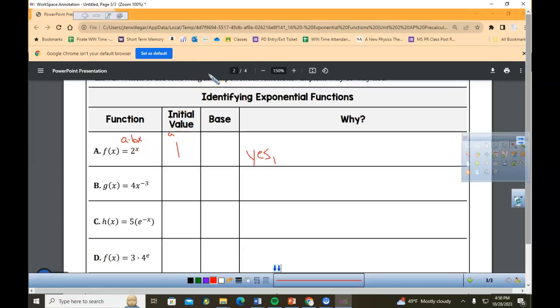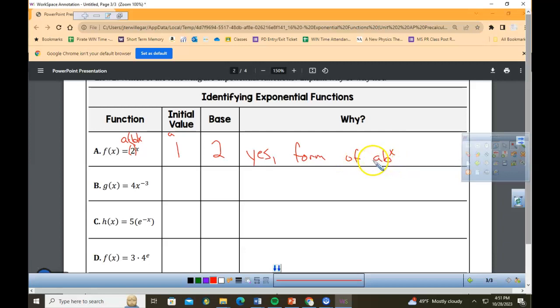What's my b on this one? What's my rate, my ratio? For this one it's 2. So this is a yes, because it is in the form of a times b to the x, right?